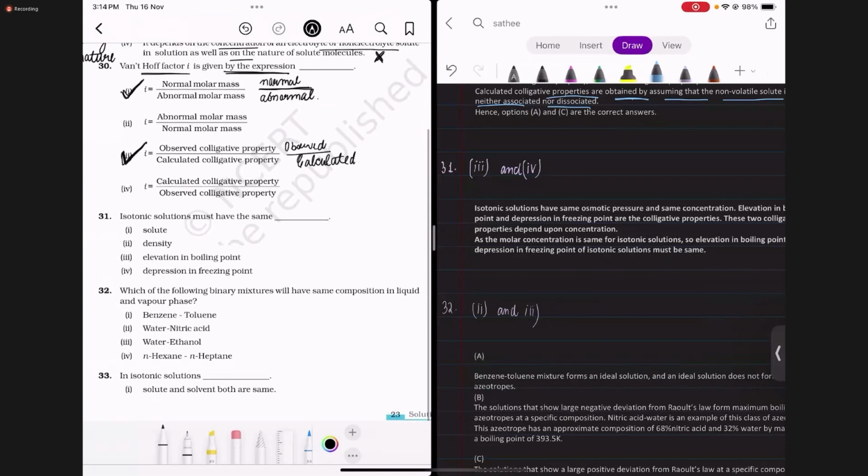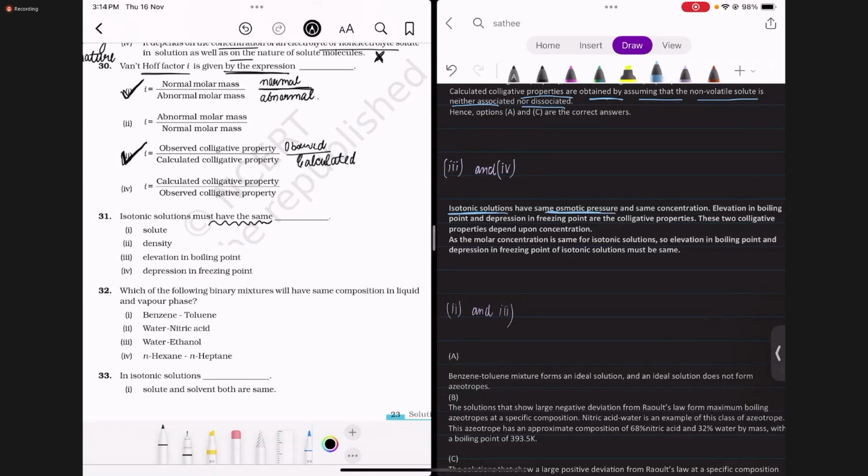इसमें it is asking that isotonic solutions must have the same what. So what are isotonic solutions? So isotonic solutions have the same osmotic pressure. So if there are two solutions A and B, so what are isotonic solutions? So if they have the same osmotic pressure, so osmotic pressure of A is equal to osmotic pressure of B, तो इन्हें हम isotonic बोलेंगे. So they are isotonic and they also have the same concentration.